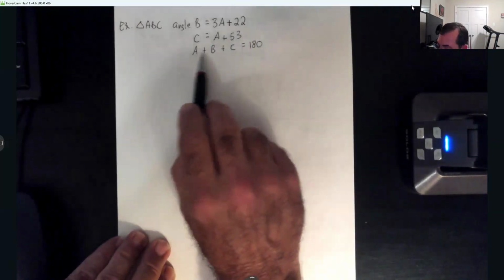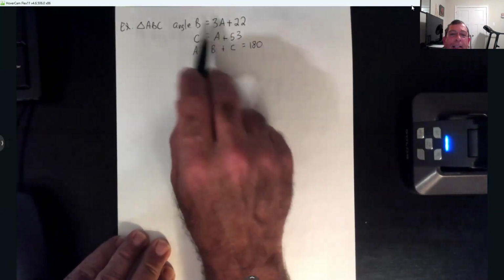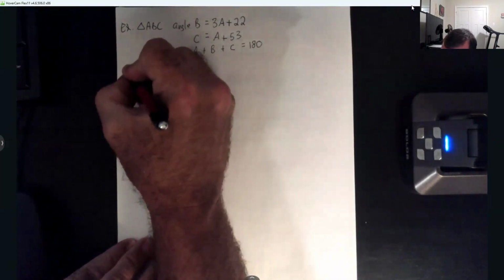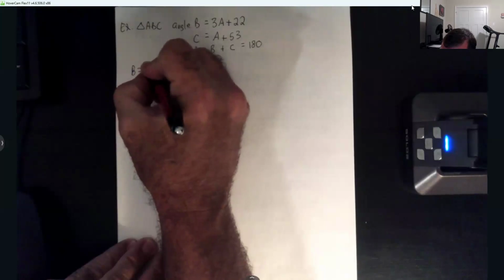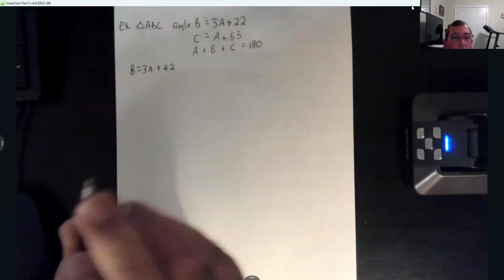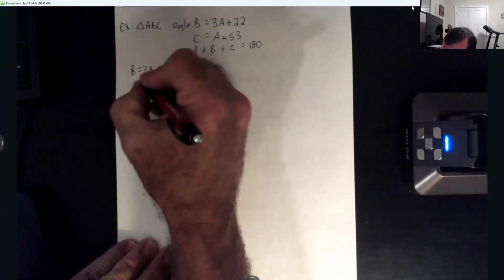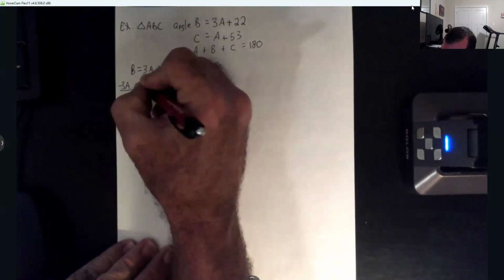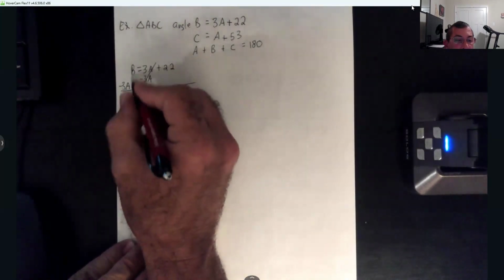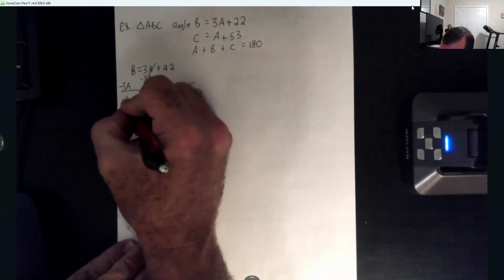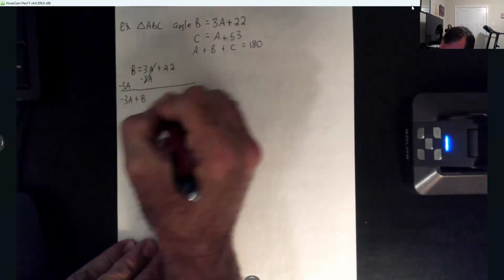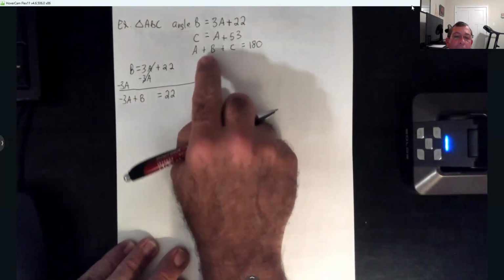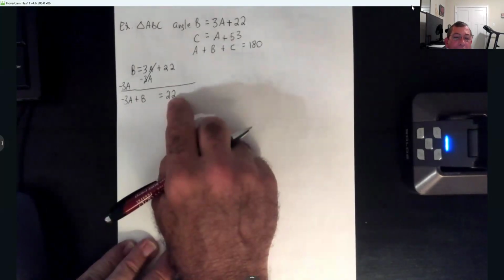All right, so this equation's in the right order. We just got to get these 2 in the right order. So what I'm going to do to the first one, I got B equals 3A plus 22. I'm going to get the A moved over by subtracting the 3A. So they cancel right there. So these are not like terms. So negative 3A plus the B is going to equal the 22. So that one's in order. This one's now in order.